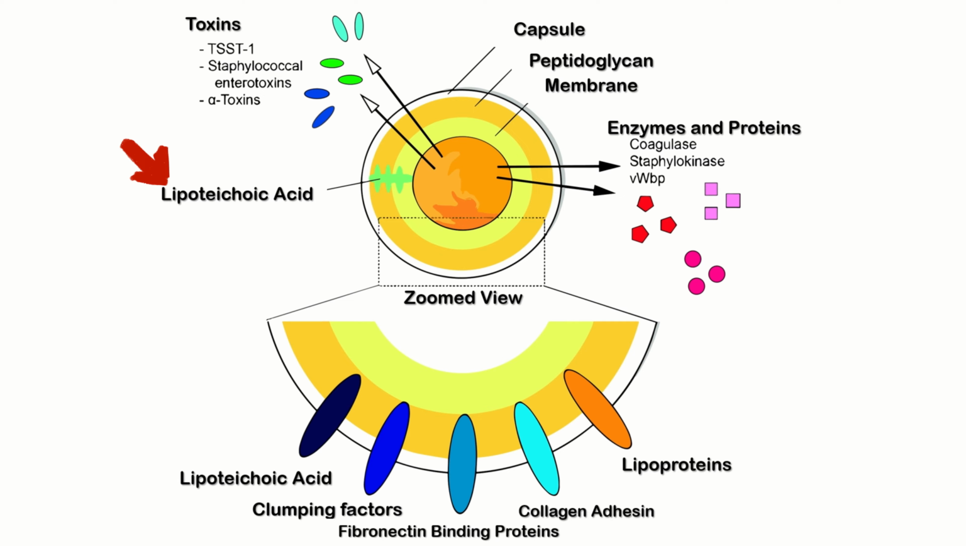If we zoom into this section, we'll get to know that there are certain things incorporated into that area. Number one is lipoteichoic acid, then clumping factors, then fibronectin binding proteins, collagen adhesins, and lipoproteins.